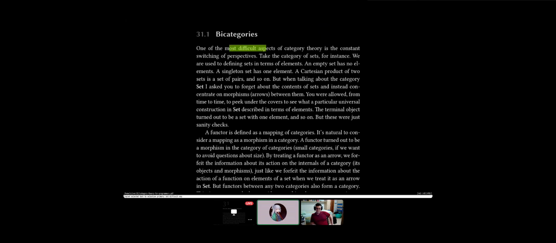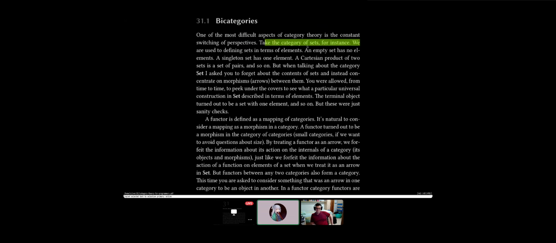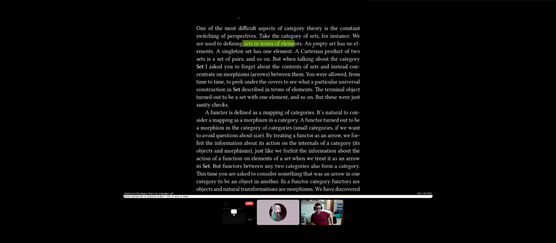One of the most difficult aspects of category theory is the constant switching of perspectives. Take the category of sets, for instance. We are used to defining sets in terms of elements. The empty set has no elements, a singleton has one. A Cartesian product is a set of pairs and so on. But when talking about the category of sets, we had to forget about the contents and concentrate on the arrows between them, right? Yes. Sometimes we looked under the cover, but those are just sanity checks, basically.